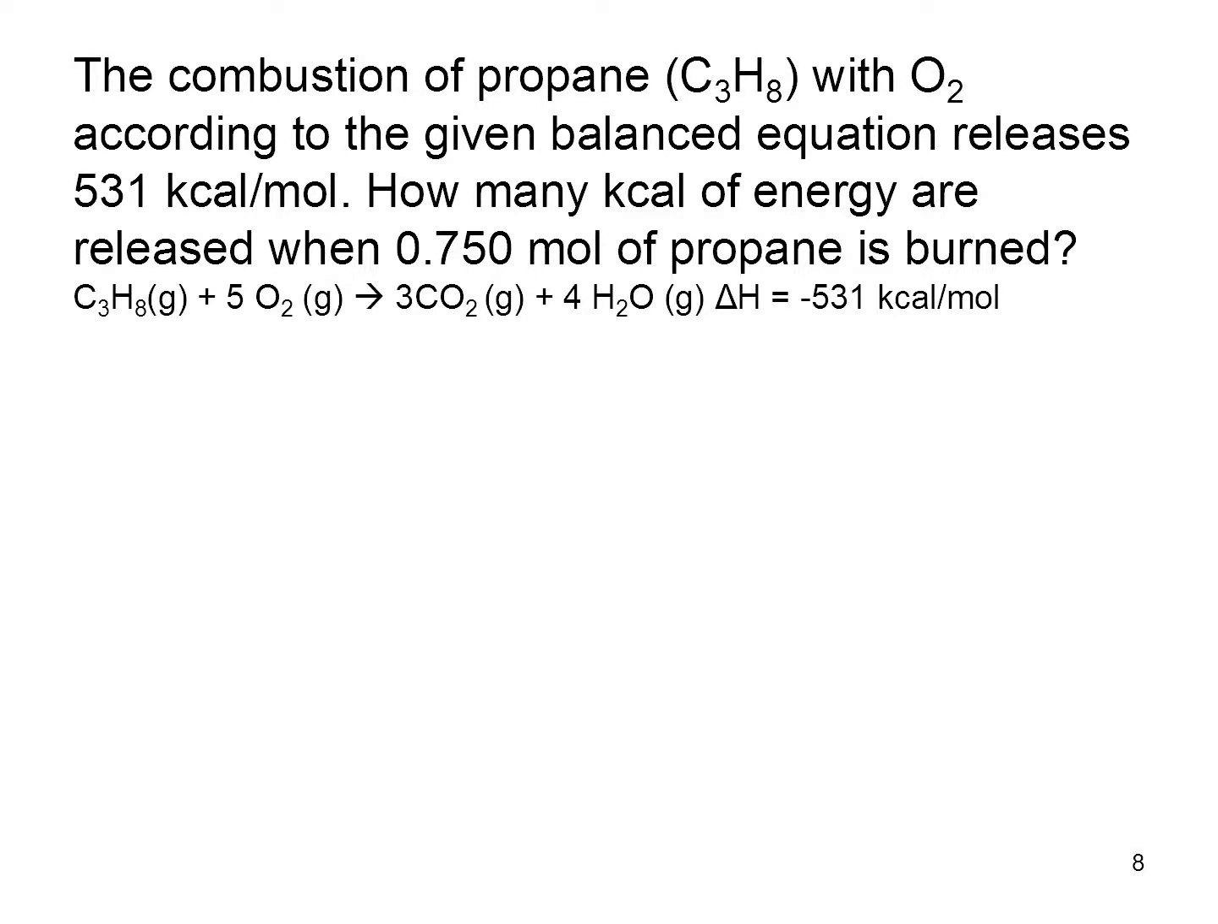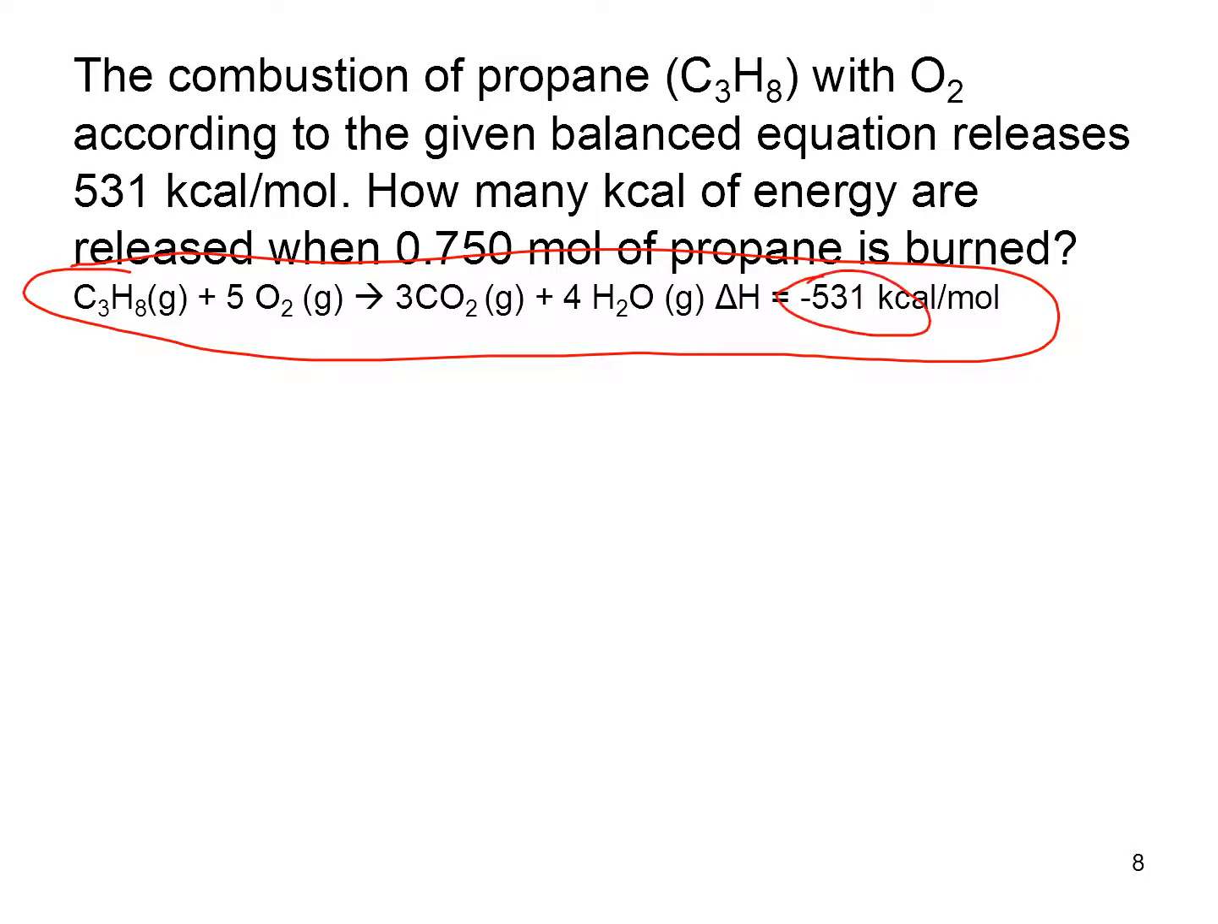Here is another type of problem that you will need to know how to do. In this problem, you will be given an equation and a delta H. The equation will be balanced. The question is essentially, how many kilocalories of energy are released in the combustion of propane, C3H8 with O2, according to the given balanced equation, which is right here, and releases 531 kilocalories per mole. So you can look at the sign here. Can you tell me what type of reaction this would be? Exothermic, because it's negative.